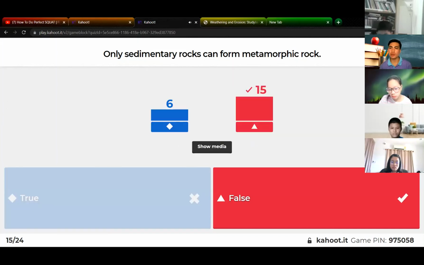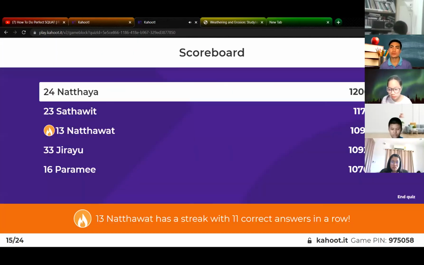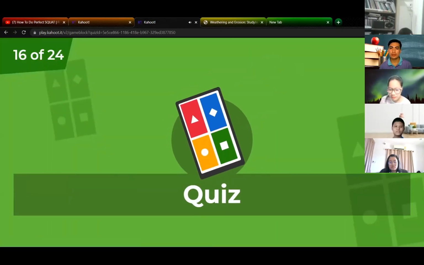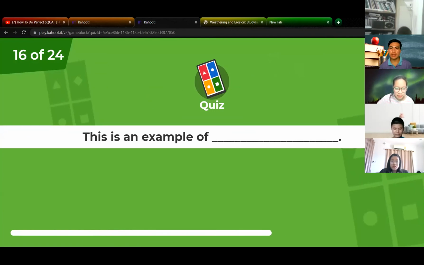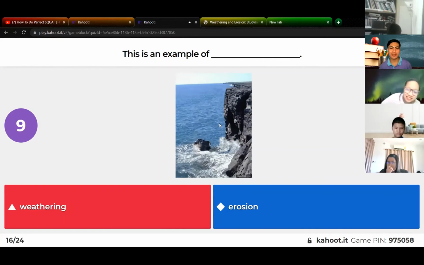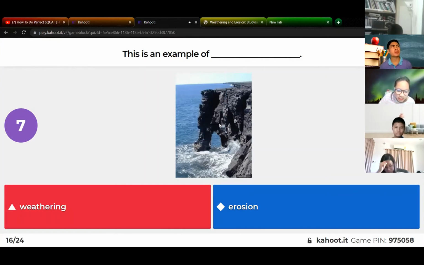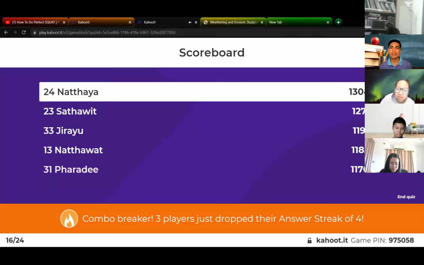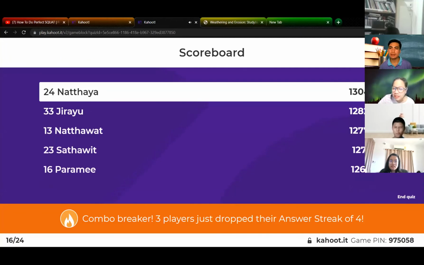Okay, the answer here is false. Okay. This is an example of blank. What is this? Example of weathering or erosion? Okay, is this weathering or erosion? Oh, it's a bit tricky. Yeah, but I think I showed you this one. Yeah, this is erosion. Okay.